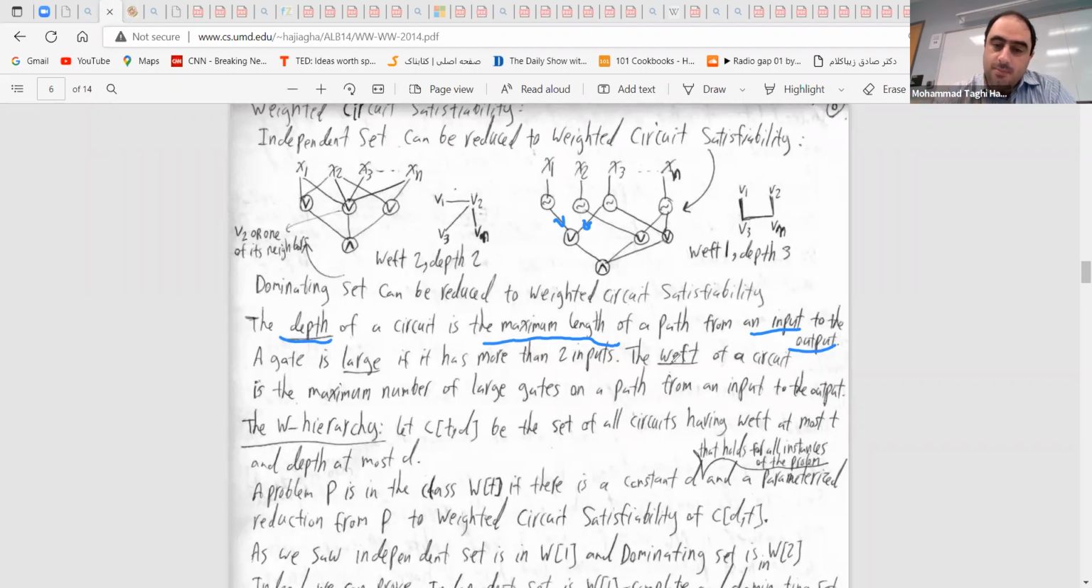There is another parameter, width. This W1 or W2 that I have mentioned actually comes from this concept of width. That's a very important one. The width of a circuit is the maximum number of large gates. So what is a large gate? A large gate is one that has more than 2 inputs.